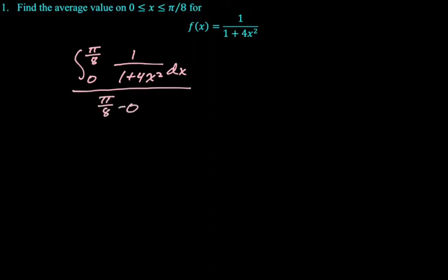Since you're dividing by pi over 8, I think it's easier to think of it as multiplying by 8 over pi. So I'm going to write equals 8 over pi, the quantity. We have to integrate this thing.